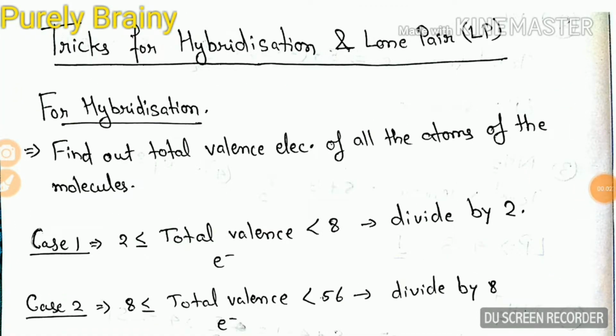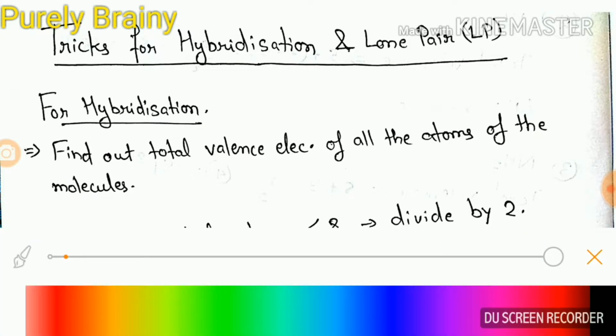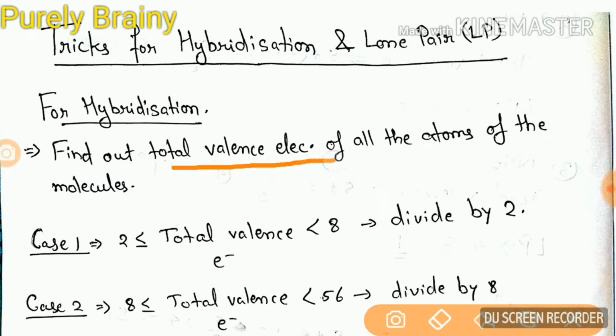The video is regarding the tricks for hybridization and lone pair of organic and inorganic molecules. To calculate the hybridization of any given molecule, first we will calculate the total number of valence electrons of all the atoms of the given molecule.